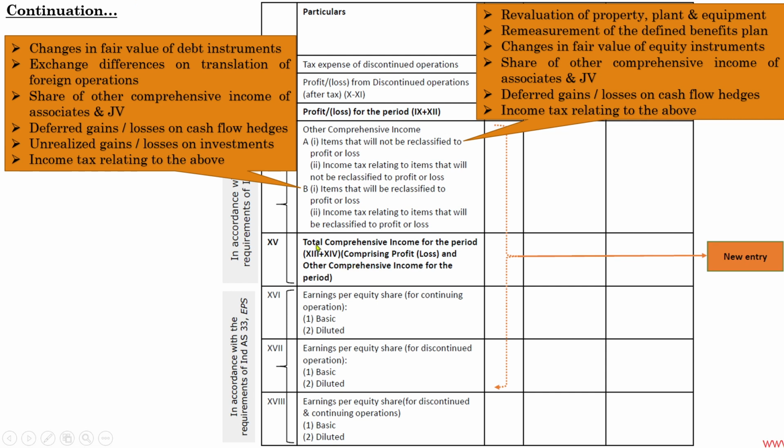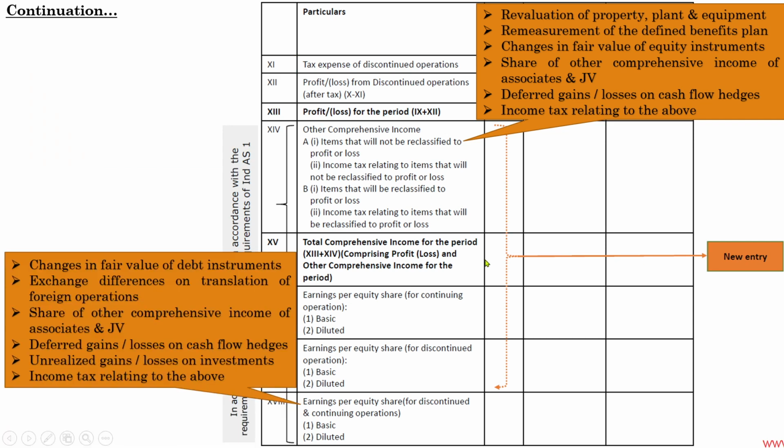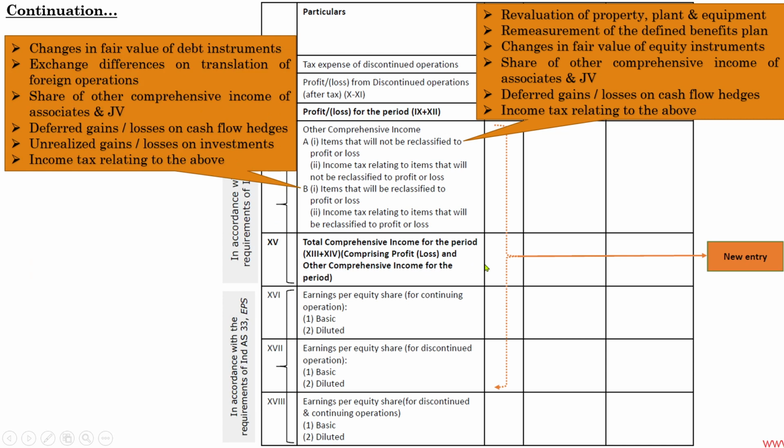After that, total comprehensive income for the period, comprising your profit and loss and other comprehensive income for the period. Before identifying or recording the other comprehensive income, you have already found out the profit and loss for the period. That is Roman number 13. So add this amount along with the other comprehensive income items. You will get the total income for the period, or we can say total profit earned for the period, or we can simply say earnings of the concern. So here you will show the total earnings of the business.